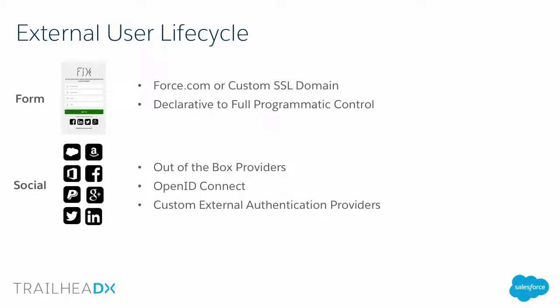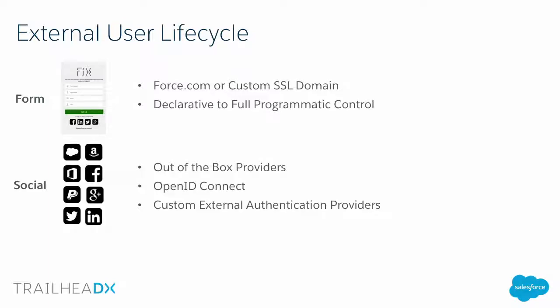Next, we support social sign-on. So we have several out-of-the-box social sign-on providers, including Facebook and LinkedIn and Google and Twitter. We also support OpenID Connect, which is the standard protocol for social sign-in. So if you have a social provider that supports the OpenID Connect protocol, with a few lines of configuration, you can easily connect to that provider. For example, PayPal or Amazon support OpenID Connect.